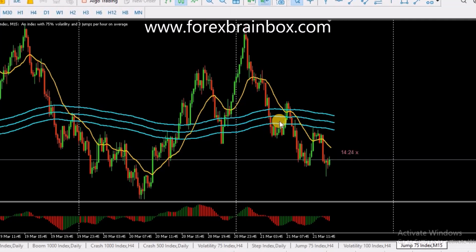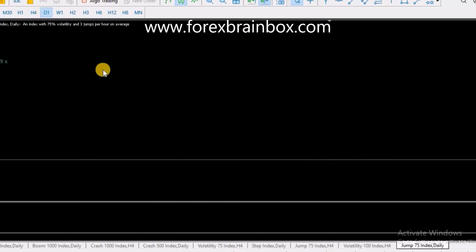Hello guys, so today we are going to learn how to trade the Jump 75 Index, but we are going to be looking at it from a lower time frame this time. However, even if we are looking at the lower time frame, we also have to pay attention to the higher time frame so we can find the underlying market trend. So now let's go to our day one chart, our daily chart.